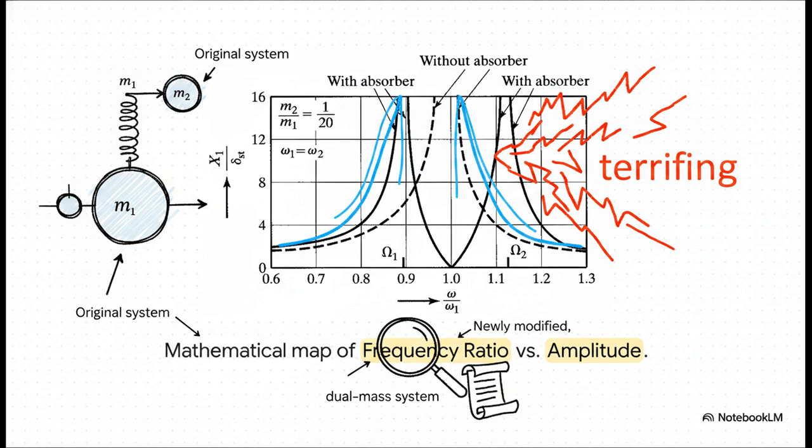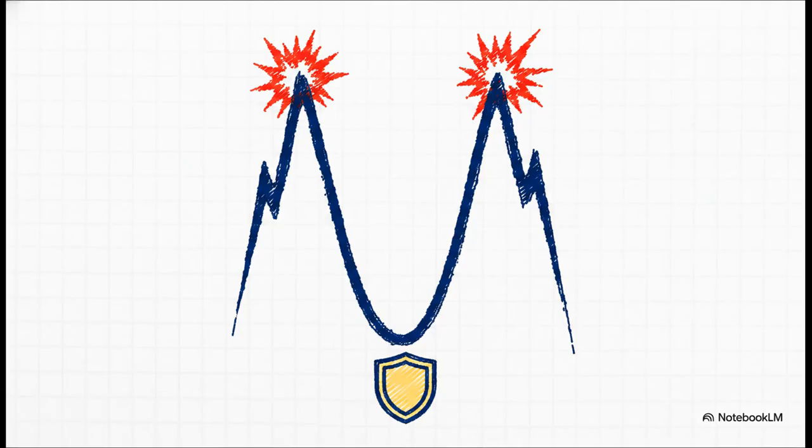Look closely at this perfect frequency response plot. Notice the dashed line? That represents the single, terrifying resonance peak of the original 1 degree of freedom system. Now compare that to the solid line, which is our newly modified dual mass system. The trade-off is incredibly clear on this graph.